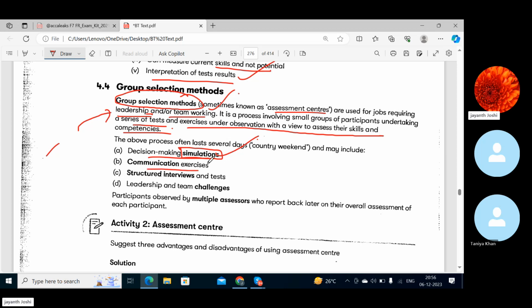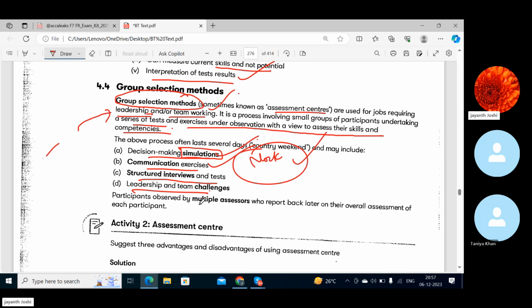Communication exercises, mocks, like mock tests. When you write a final exam, before that you write a mock, right? Mock exams give you a sense of the paper and confidence regarding a particular paper. Structured interviews and tests, leadership and team challenges, and participants observed by multiple assessors who report on each participant.